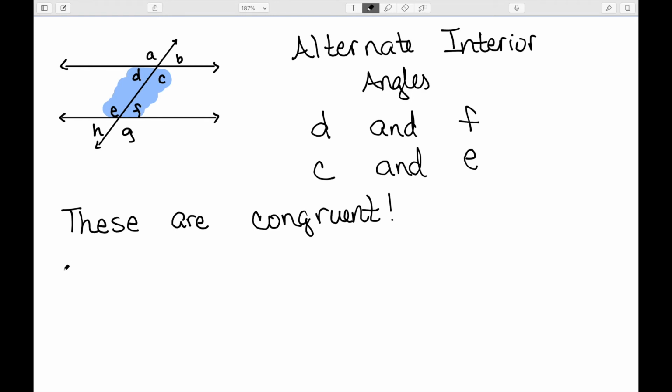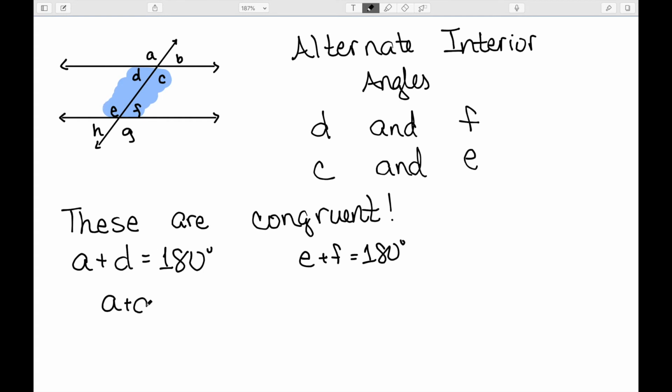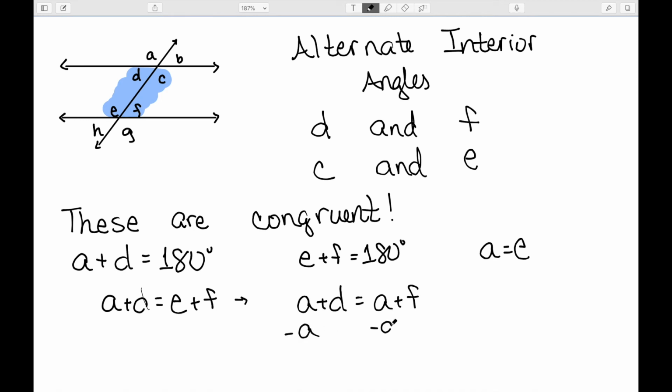In addition, these are congruent, and this is a little bit trickier to show, but we can show it. We know that A plus D is 180 degrees since it does lie along a line. In addition, E plus F is 180 degrees. So I can rewrite this as A plus D equal to E plus F. In addition, I know that A is equal to E since A and E are corresponding angles. So I can rewrite this again as A plus D equal to A plus F since A and E are the same. Subtracting A from both sides gives me that D is equal to F. So I do have that alternate interior angles are congruent.